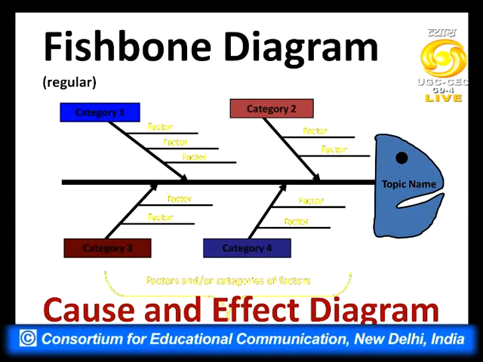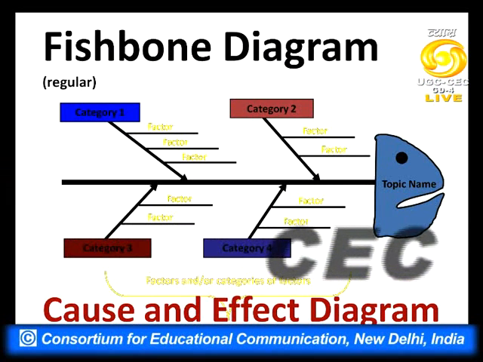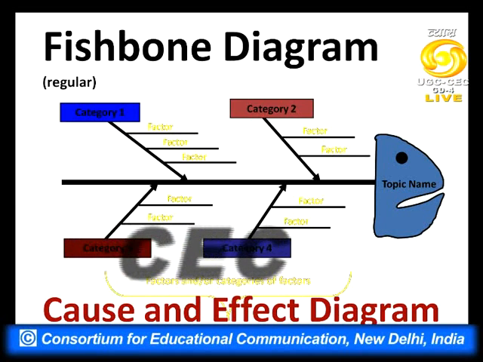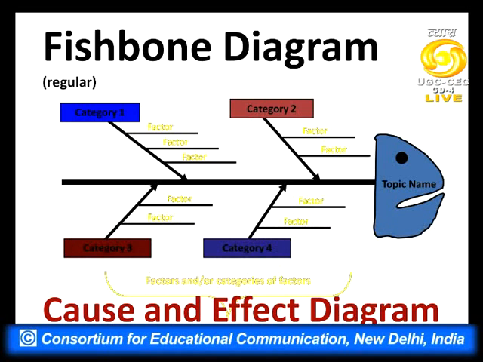Now, we will discuss our QC7 tools. The first one is cause and effect diagram, which is also known as fishbone diagram. The diagram looks like the bones of a fish. Spine is there and the face of the fish is there. On the face of the fish, we write the problem for which we are finding the solution. On the spine, we show the major bones. Major bones are the reasons for the problem. It can be men, machines, material. So, these we write on the major bones connected to the spine.